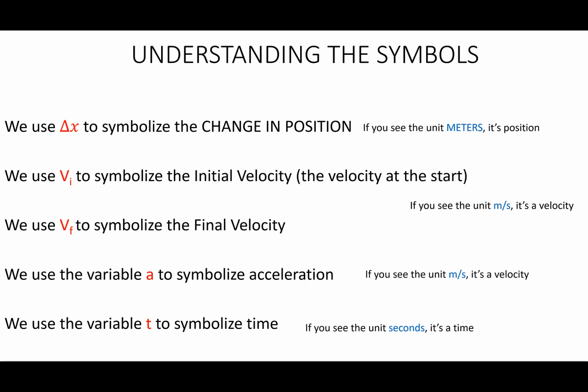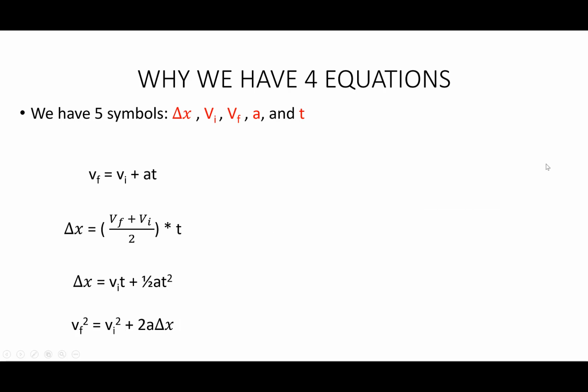Now, if you don't know what number is associated with what variable, you look at the units. The units tell you. Meters is going to be a position. Meters per second is going to be a velocity. If you see meters per second squared, then it's an acceleration. And then t is time.